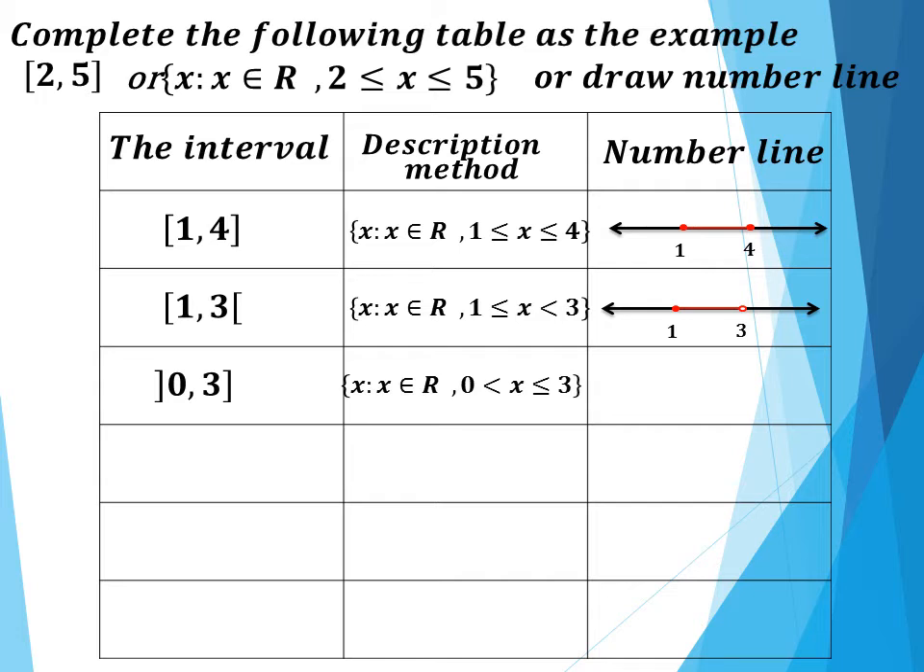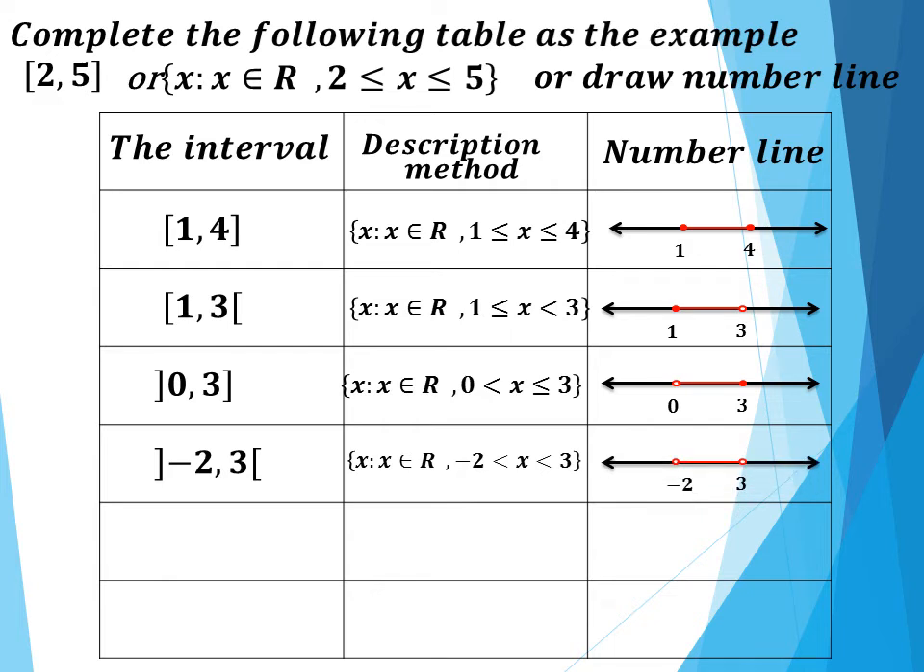(0, 3], 0 open and 3 closed. It means x belongs to R and x is greater than 0 and less than or equal to 3. Why x greater than 0? Because 0 is open. Why x less than or equal to 3? Because 3 is closed. We shade 3 and leave 0 open. Then (-2, 3), negative 2 open and 3 open, and so on.